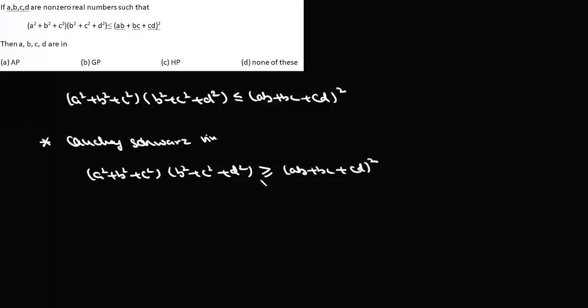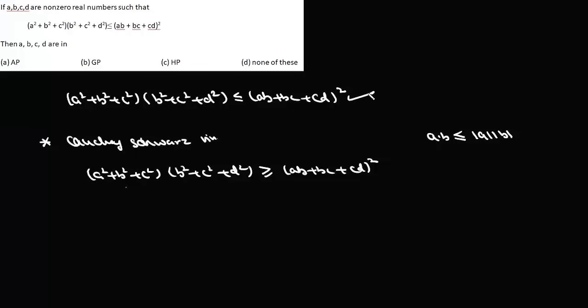And this is nothing but a dot product result, which is a dot b is always less than or equal to mod of a into mod of b. So this right hand side is a dot product, and these terms are two vectors a and b. Now in this question we are given this other result.